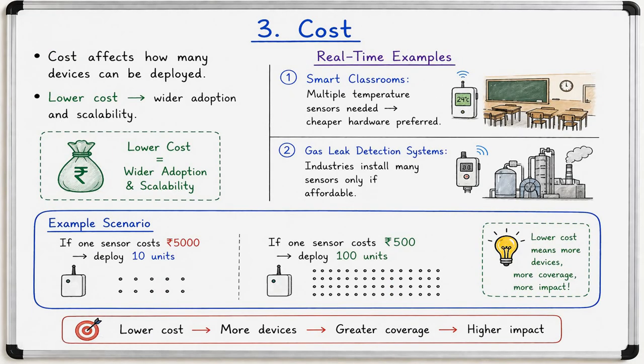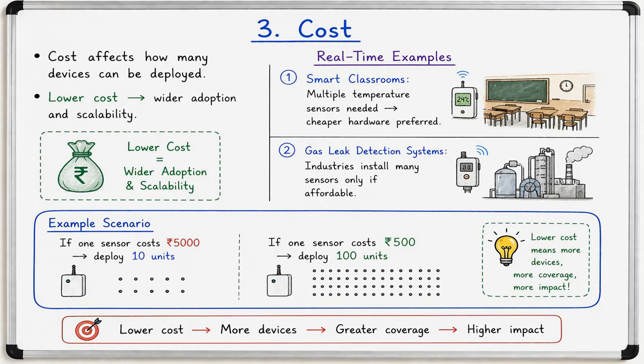Next consideration is the cost. The cost affects how many devices can be deployed. That is, the price of each IoT device directly impacts how many units can be installed. Higher cost limits deployment, while lower cost allows wider coverage and usage. And here the lower cost means that the adoption is wider and scalability is also more.